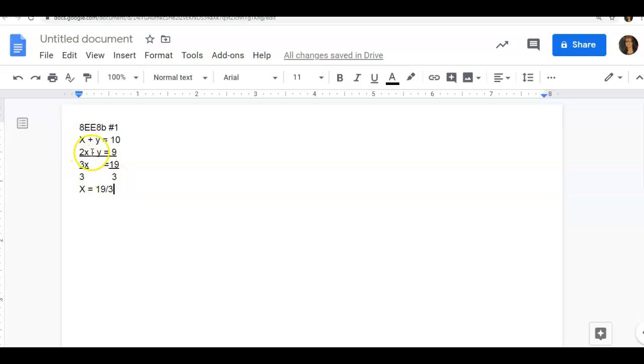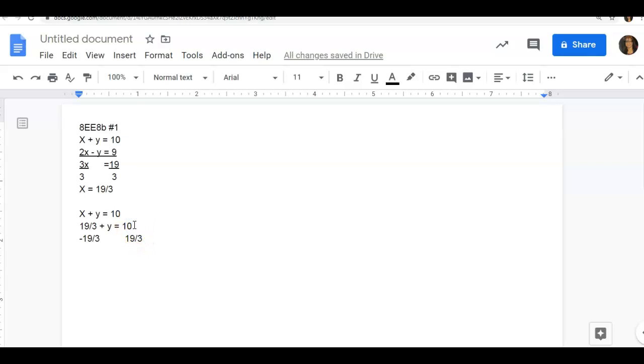Now I gotta do the y. So which one's the easiest out of the two? So I think the top one is the easiest one. So I have x plus y is equal to 10. And so now, well, the x is 19 thirds. So I'm going to have 19 thirds plus y is equal to 10. So now I just got to subtract, right? 19 thirds from both sides. So subtract 19 thirds and then 19 thirds.